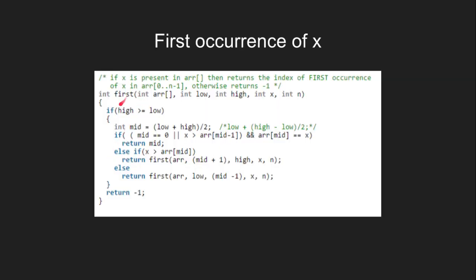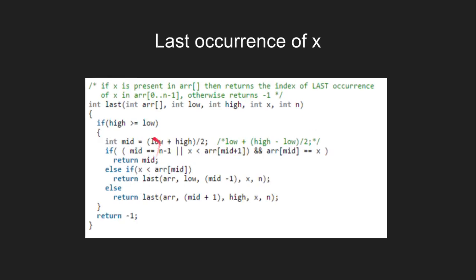To find the first occurrence, we use binary search like this. First, we find mid, which is equal to (lower index plus higher index) by 2. If the value at mid is x and the value just before mid is smaller than x, we return mid. If x is greater than the middle value, it means that we will find x after mid. Else, we will find x before mid. If x is not found, we return minus 1.